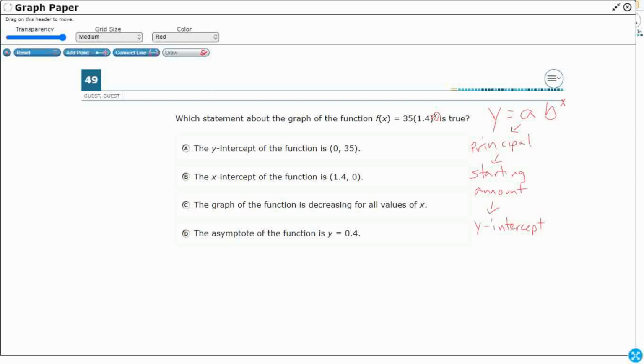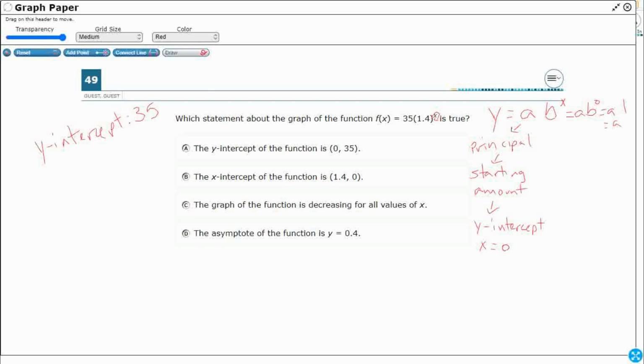So remember, your y-intercept is where your function crosses the y-axis when x equals 0. Because check this out. If I were to substitute in 0 for that x, y equals a times b to the x becomes a times b to the 0. Anything to the 0 becomes 1. So it's a times 1, which just means y equals a when x equals 0. So that means this 35 is going to be our y-intercept. That's extremely helpful. So y-intercept is going to be 35.